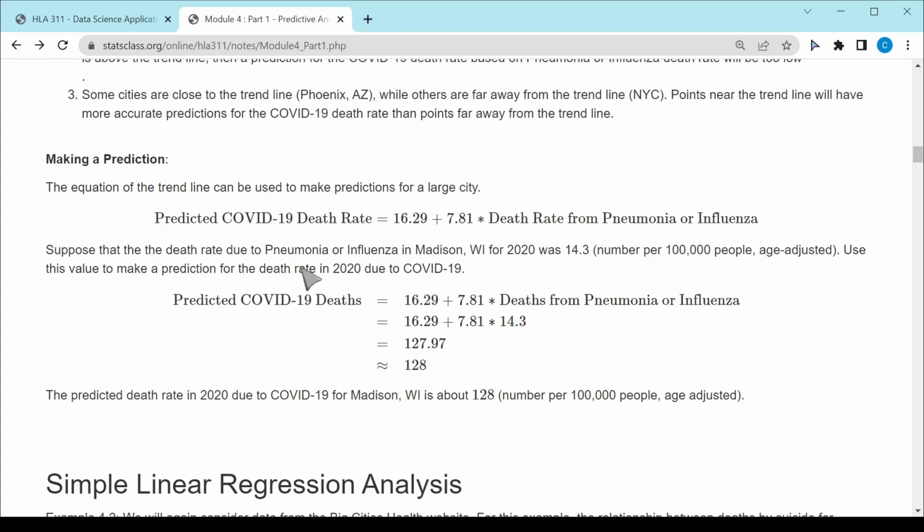So for example, if I wanted to predict the COVID-19 death rate for Madison, Wisconsin in 2020, what I would need to do is get their death rate for pneumonia and influenza. Now suppose that value was 14.3. So we would just take that 14.3 and plug it into our equation. And we would predict the death rate for COVID-19 for Madison, Wisconsin to be about 128. Again, that's number of deaths per 100,000 people, and that's age adjusted.